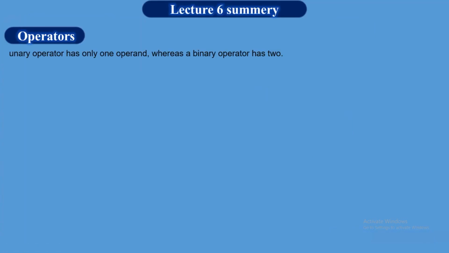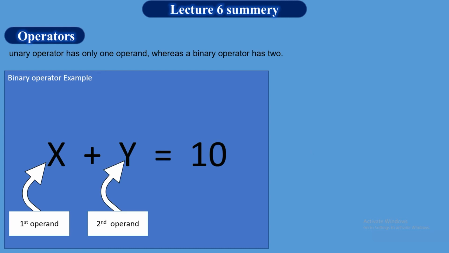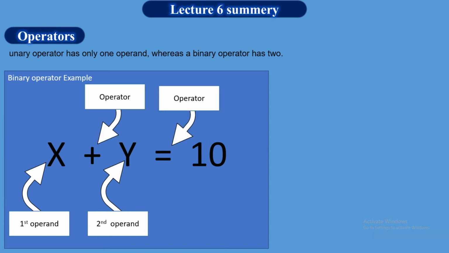In lecture 6, we also learn about operators. We have two types of operator, unary operator and binary operator. For example, we have the expression x + y = 10. In this expression, x is the first operand, y is the second operand, and plus is an operator, equal is also an operator. In this example, we use two operands, that's why this operator is called a binary operator.